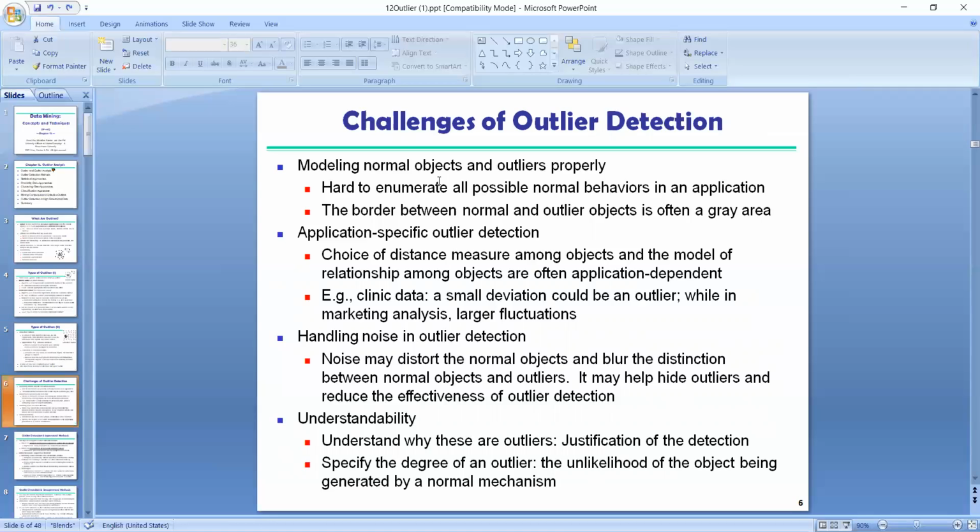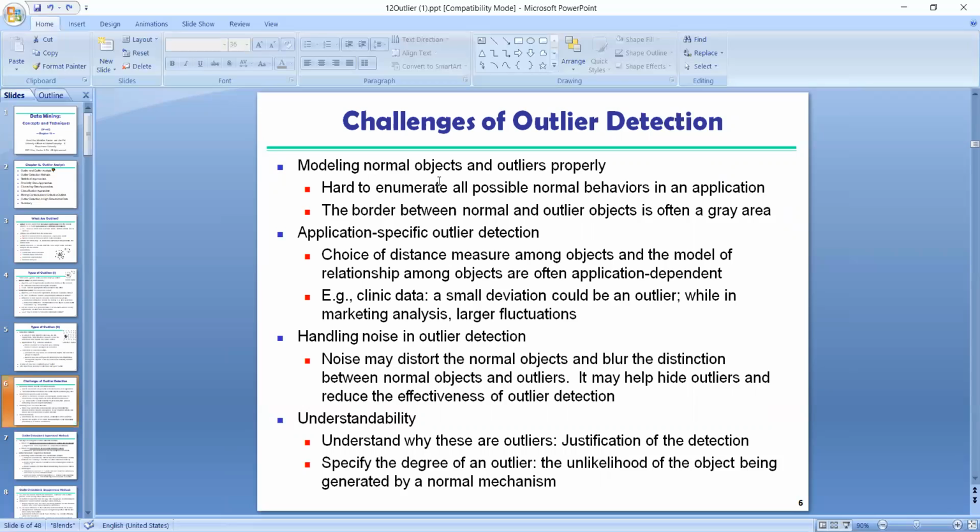Now, handling noise in outlier detection. We know that noise is different and outlier is different. Sometimes noise may distort the normal objects and blur the distinction between the normal objects and the outliers. It may help hide outliers and reduce the effectiveness of outlier detection. If noise is present, we try to remove the noise before doing outlier analysis. But still, the noise may hide the outliers and we cannot identify them.